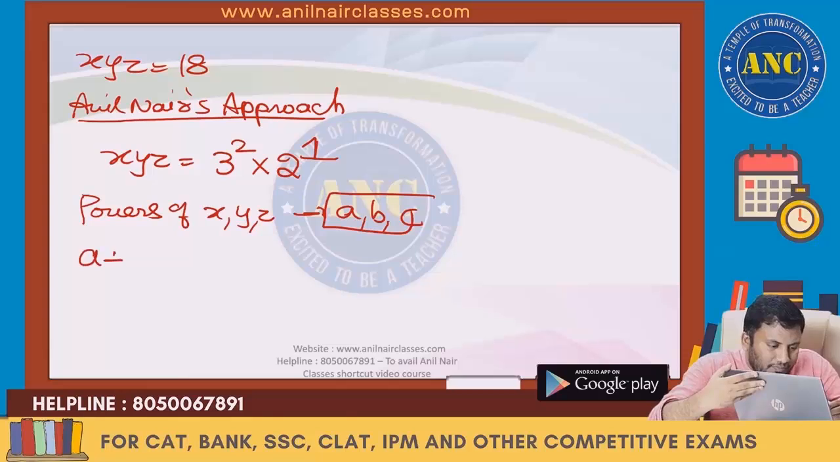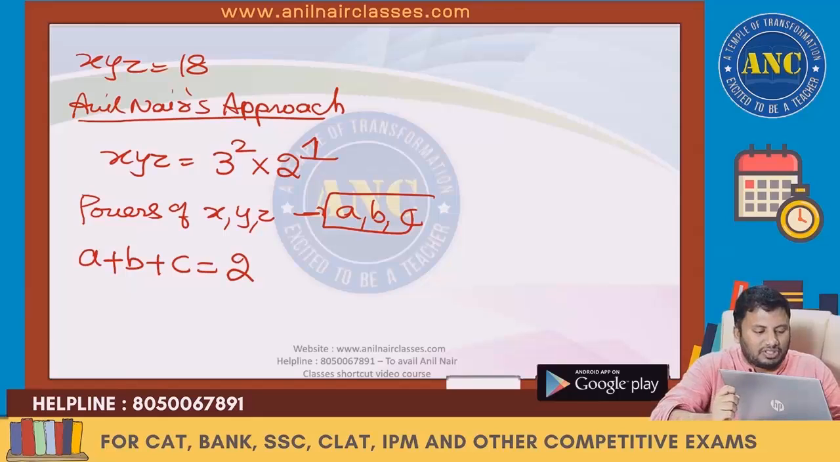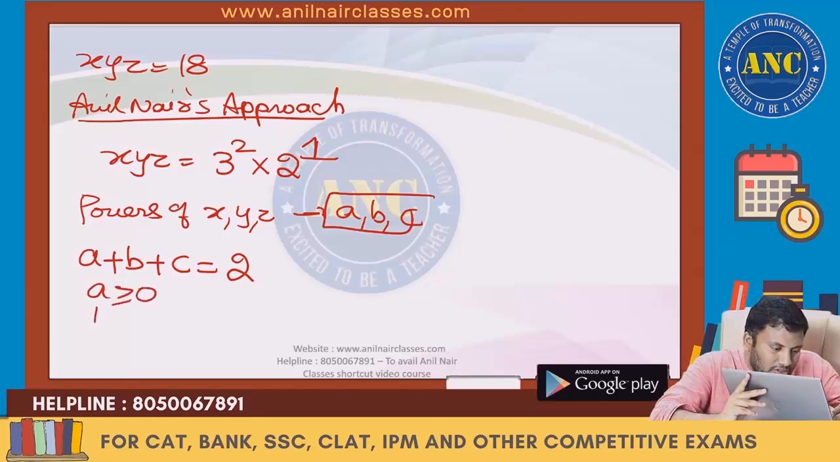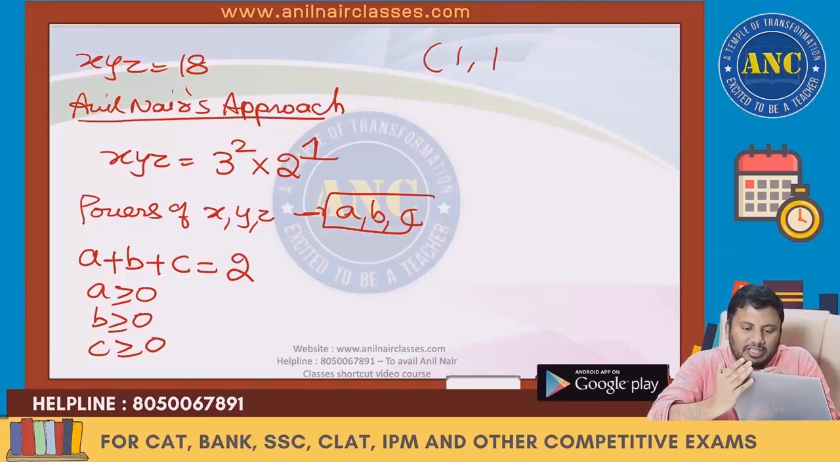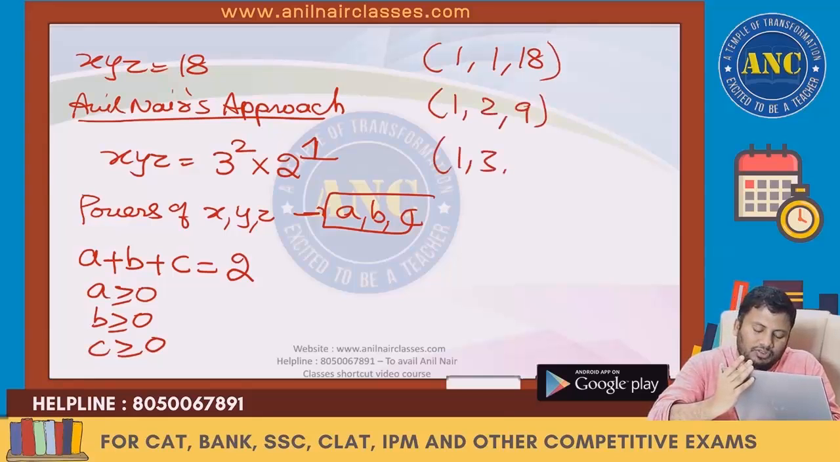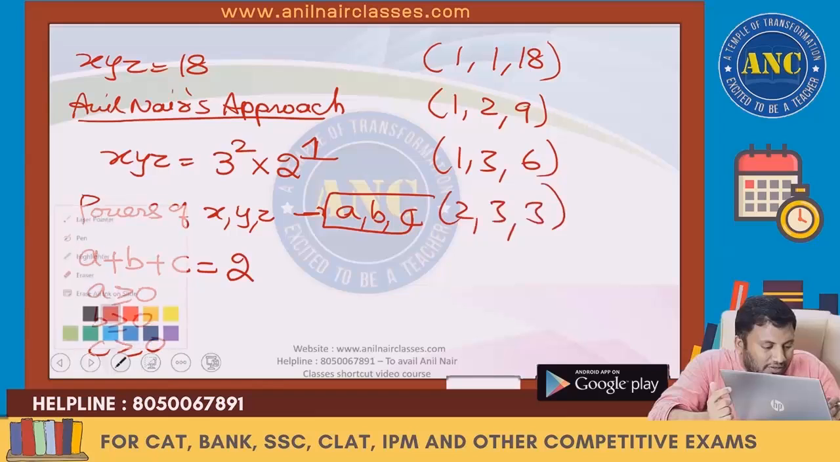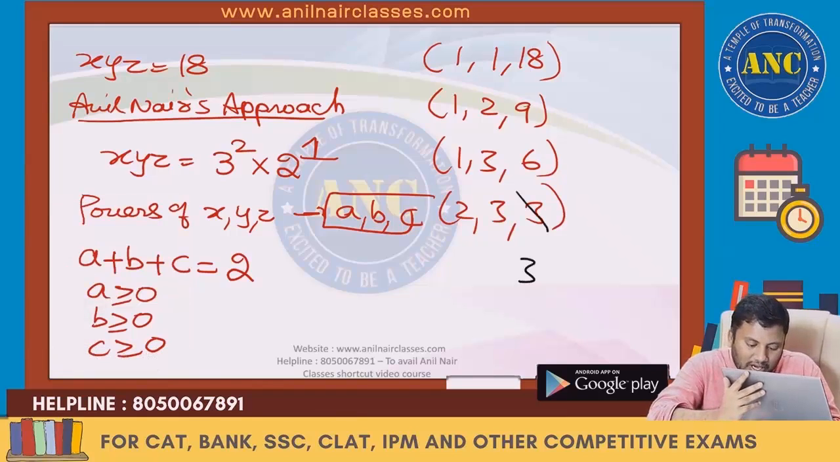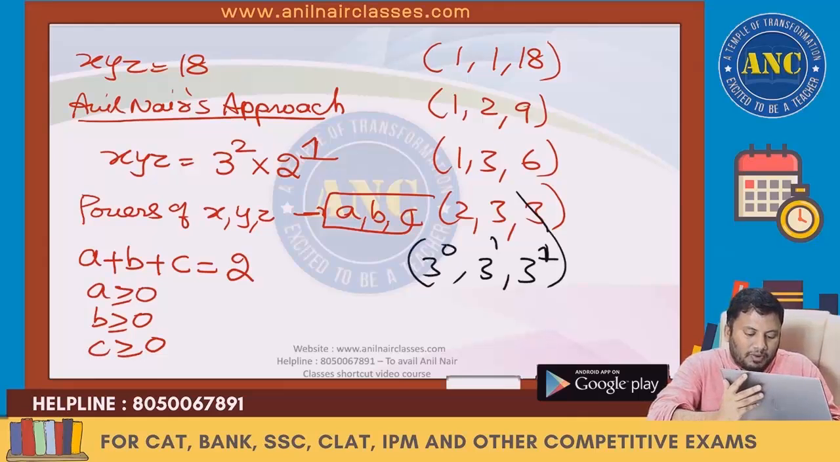Can I say that the powers of xyz should sum to the power of 3, which is 2? These powers can also be 0. I will tell you why. First of all, let us take the cases: 1, 1, 18; 1, 2, 9; 1, 3, 6; 2, 3, 3. Now I am arranging the powers of 3 first. This is 3 power 1, this is 3 power 1, this is 3 power 0. What is 1 plus 1? 2. It is equal.